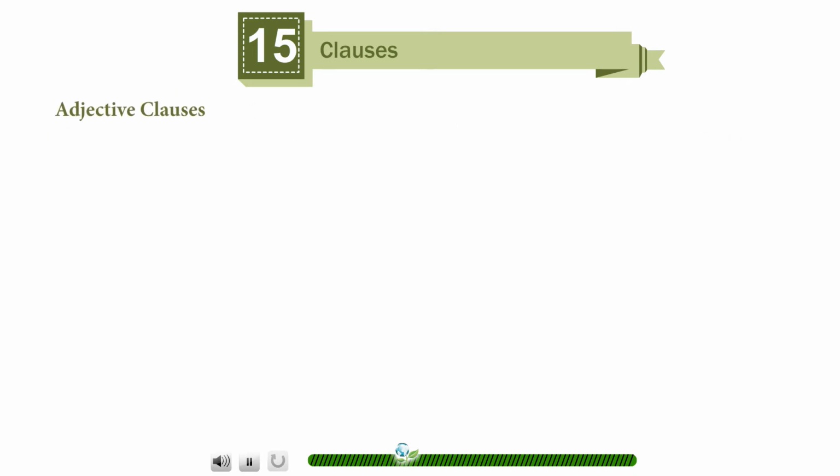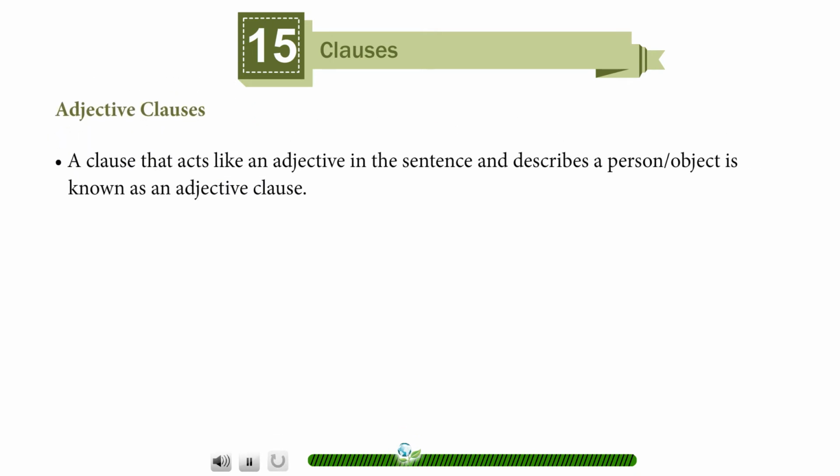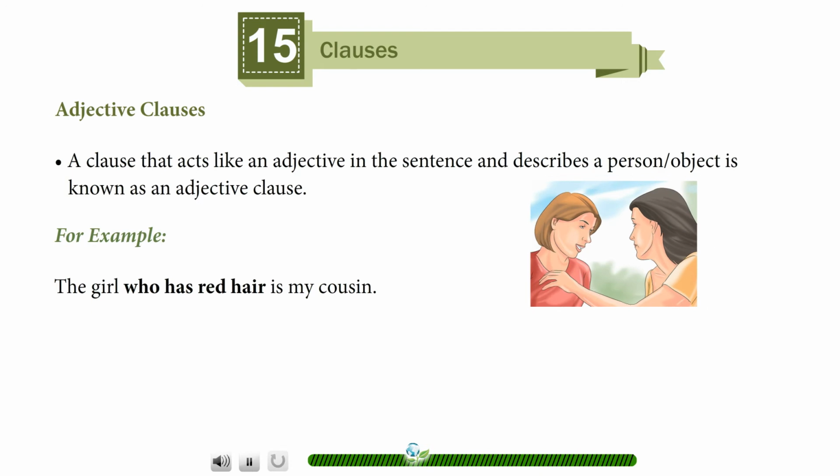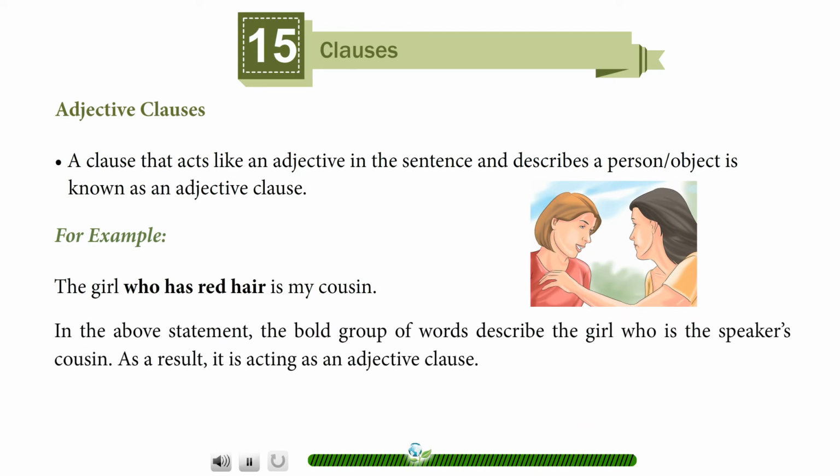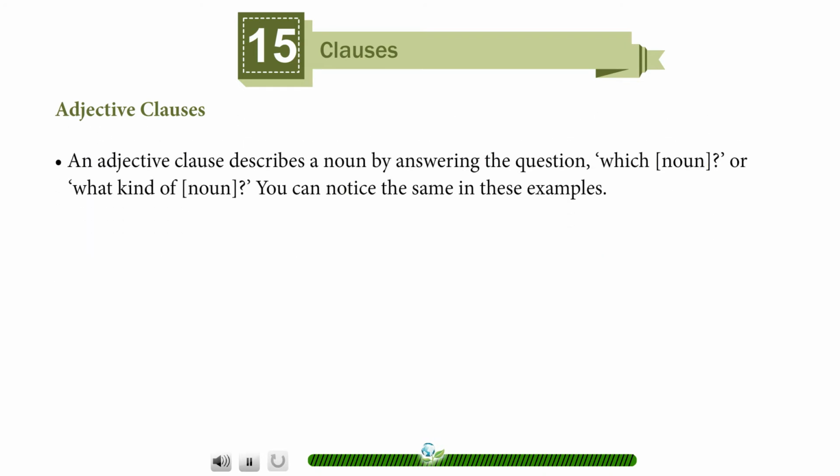Adjective clauses. A clause that acts like an adjective in the sentence and describes a person or object is known as an adjective clause. For example, the girl who has red hair is my cousin. In the above statement, the bold group of words describes the girl who is the speaker's cousin. As a result, it is acting as an adjective clause. An adjective clause describes a noun by answering the question, which noun or what kind of noun. You can notice the same in these examples.